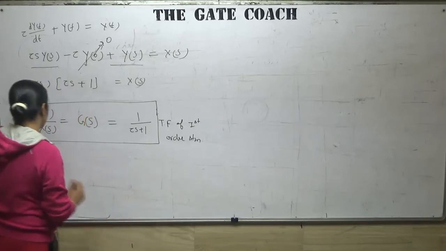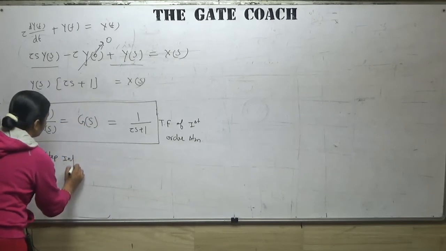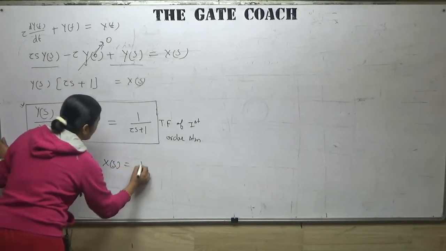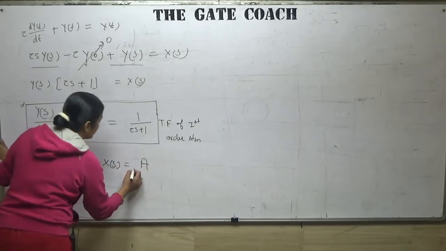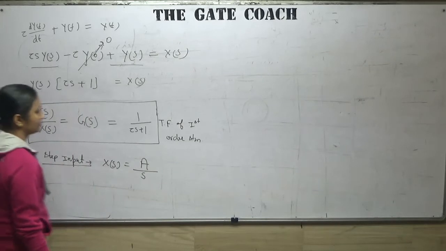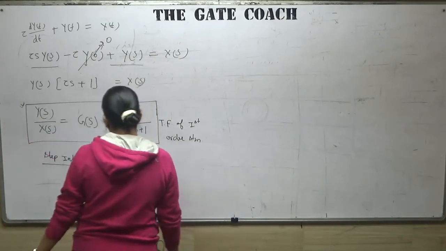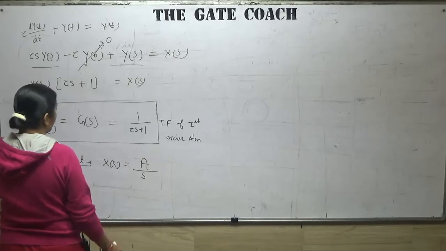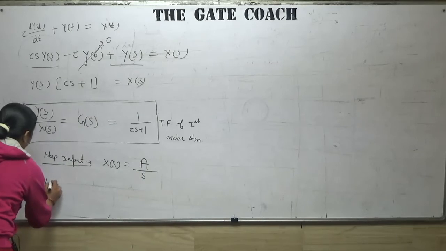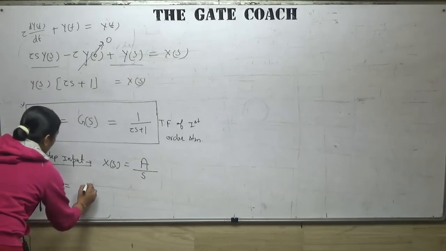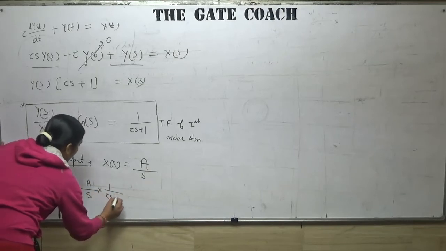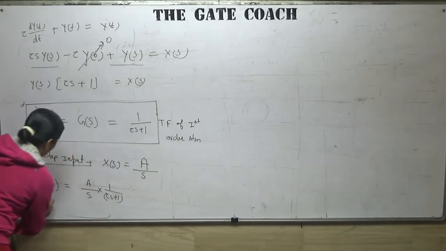Input here is X(s), and we have discussed for step input what the value of X(s) is. If you are giving a step of magnitude A, this will be A upon s. So substitute the value of X(s) in this first order system. You will get Y(s) is equal to A upon s into 1 upon tau s plus 1.